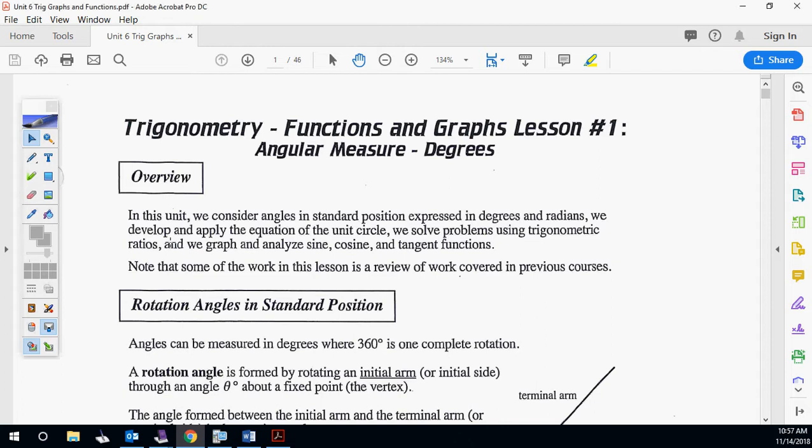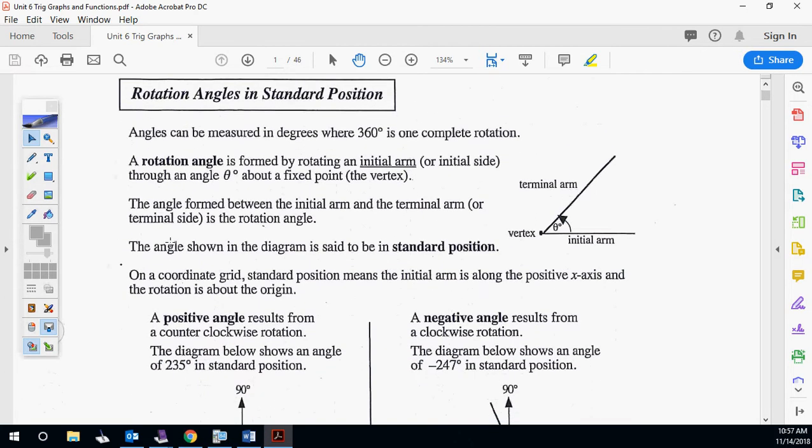So you'll see it. Okay, rotation angles in standard position. Angles can be measured in degrees, where 360 is one complete rotation. So 360 is a circle, all the way around. A rotation angle is formed by an initial arm, which is where you're starting, and the terminal arm, which is where you're going to. The angle formed between them is the rotation angle.